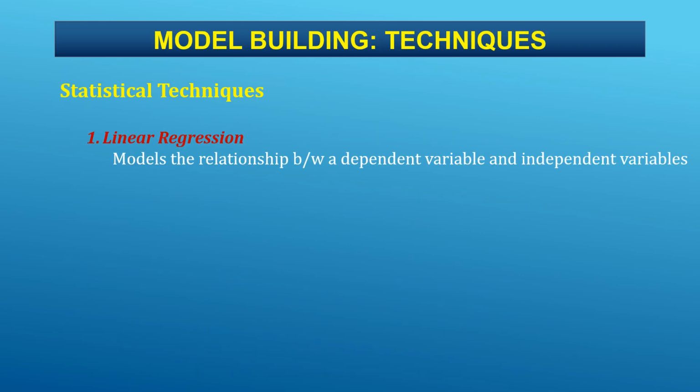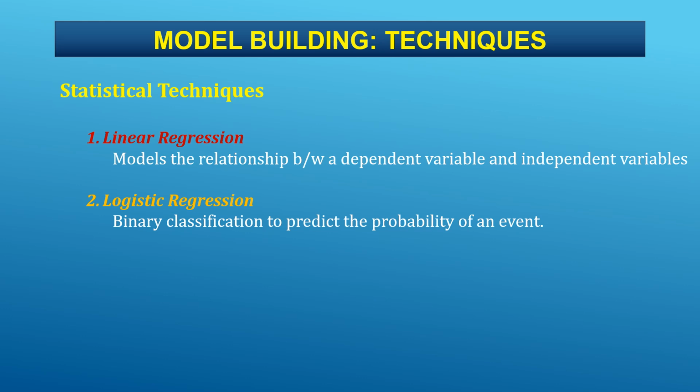Model building techniques: statistical techniques. Linear regression models the relationship between a dependent variable and an independent variable using a linear equation. Example: predicting sales based on advertising spend and historical sales data. Logistic regression is used for binary classification, predicting the probability of an event. Example: identifying whether a customer will buy a product based on demographic data.